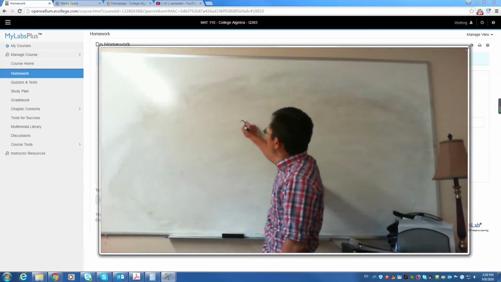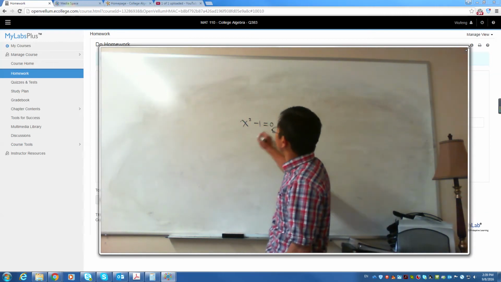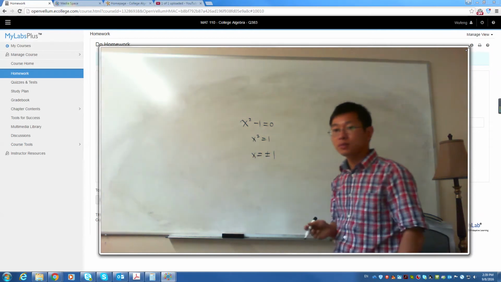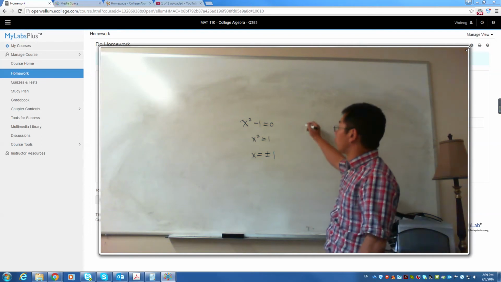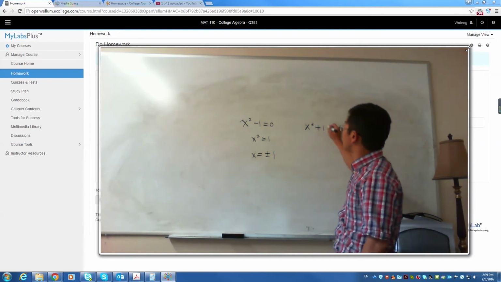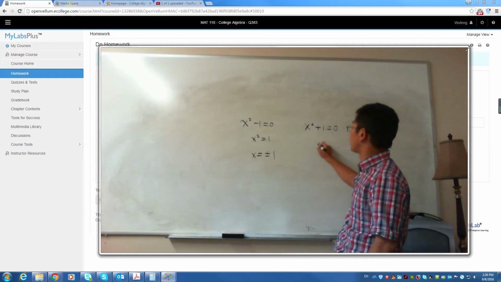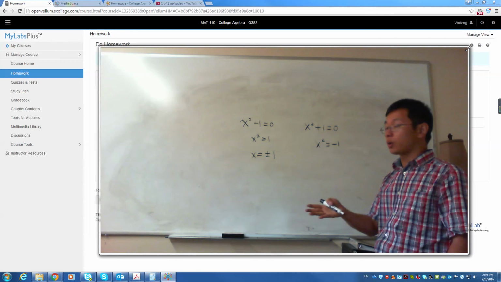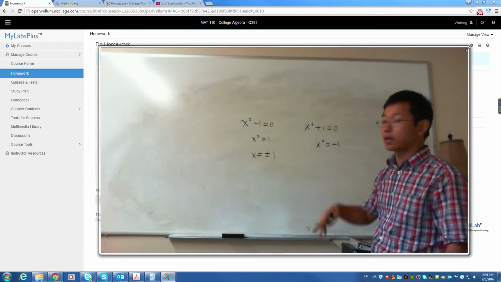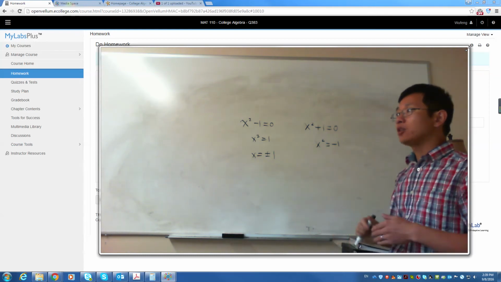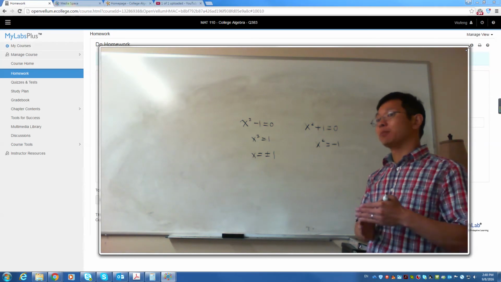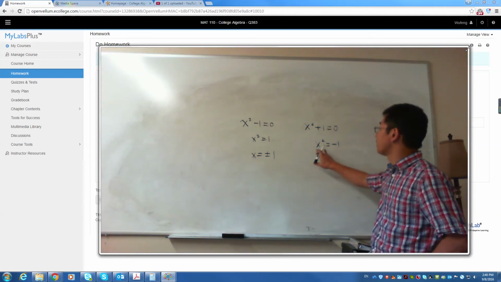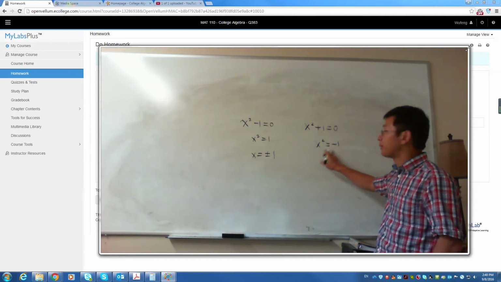So why do we need to learn complex numbers? When we solve x squared minus 1 equals 0, we have x squared equals 1, so x equals plus or minus 1. Now the problem is, what if we want to solve x squared plus 1 equals 0? Then x squared equals negative 1. Think about it: 1 squared is positive 1, and negative 1 squared is positive 1. No matter whether a real number is positive or negative, its square is always positive. But now I have a square which is negative. So how am I going to solve it?